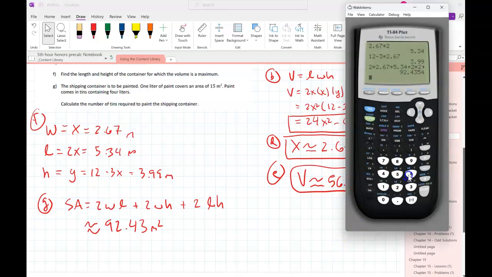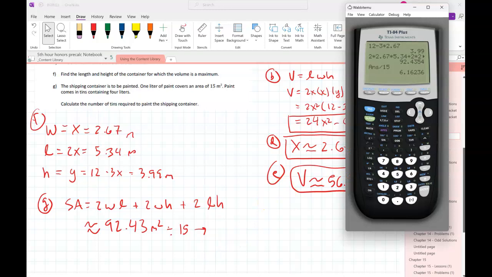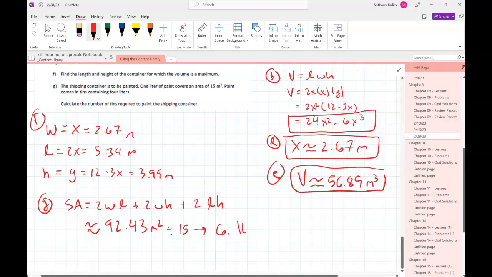So if I divide that by 15, because I know 1 liter of paint covers 15 square meters, tells me I need 6.16 liters. And since the tins come in 4 liters, I know I'm going to need 2 tins then. So I have some left over, but can't do it with 1 tin. Does that feel okay? Sure thing.